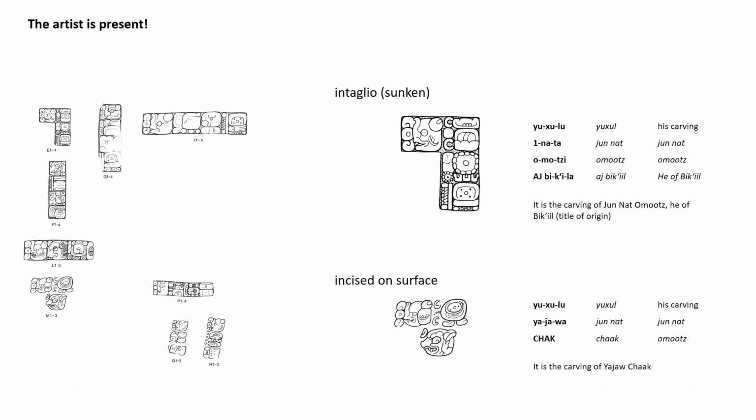And also here, the artist is present. And you see here that there are two different signatures from the artists: intaglio, sunken text fields, and incised on the surface. So we have a bunch of artists that were creating this monument here, but in a different style. They could give their signature on the monument. One incising on the surface, one creating a text field sunken, so it's a more precious appearance of this guy.